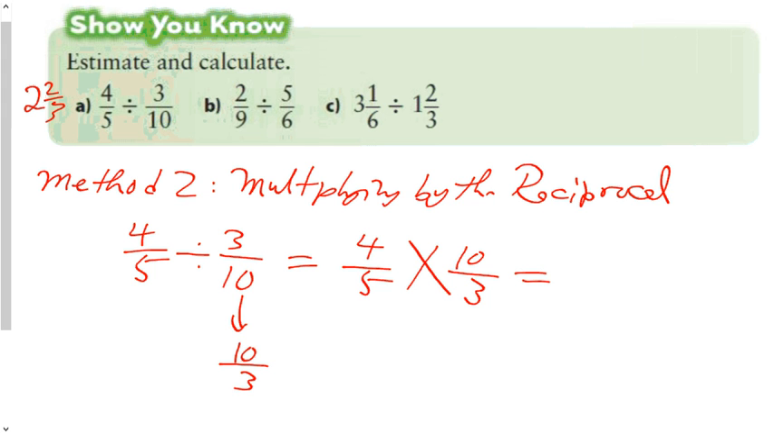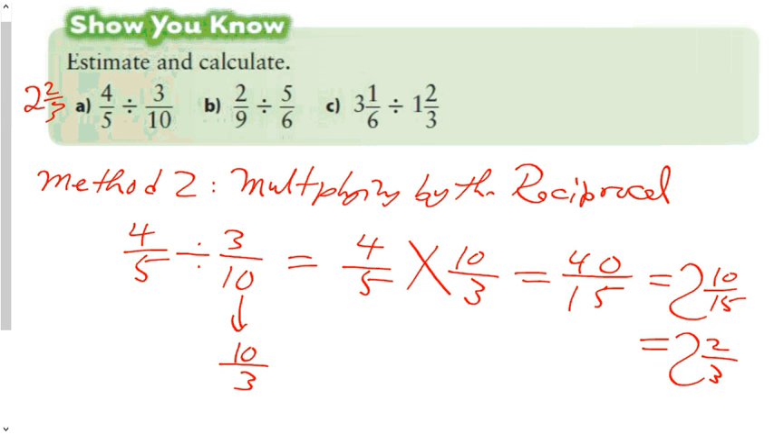So here I'm going to multiply my numerators to get 40, multiply my denominators to get 15. How many 15s in 40? There's 2, with 10 15ths left over. And in lowest terms, that would be the same answer I got. But instead of getting it using common denominator, I got it by multiplying the first fraction by the reciprocal, or the flip, of the second fraction.